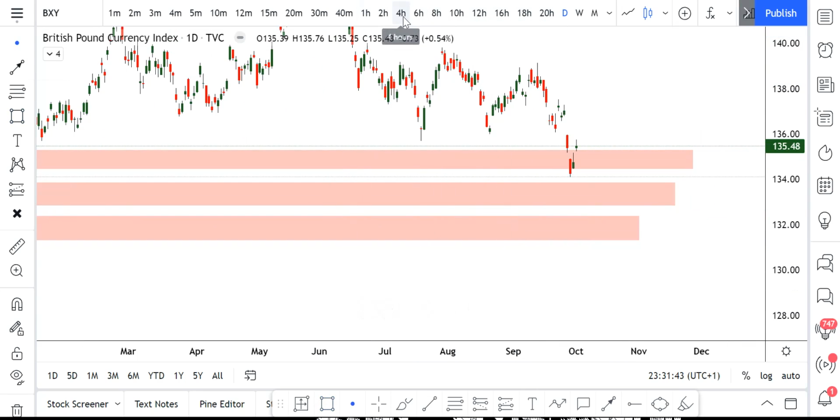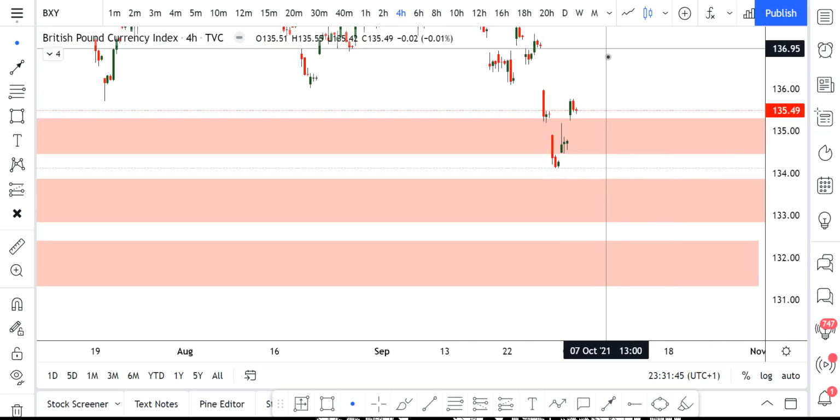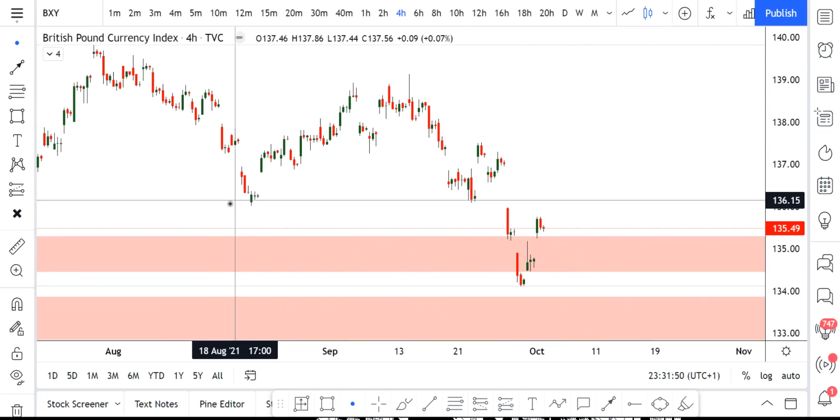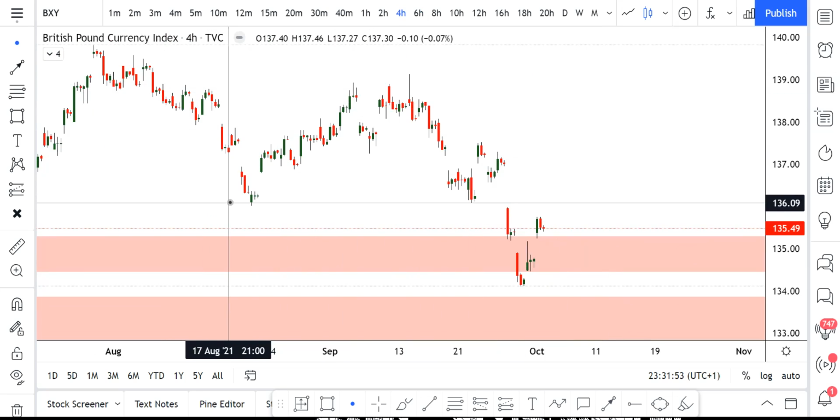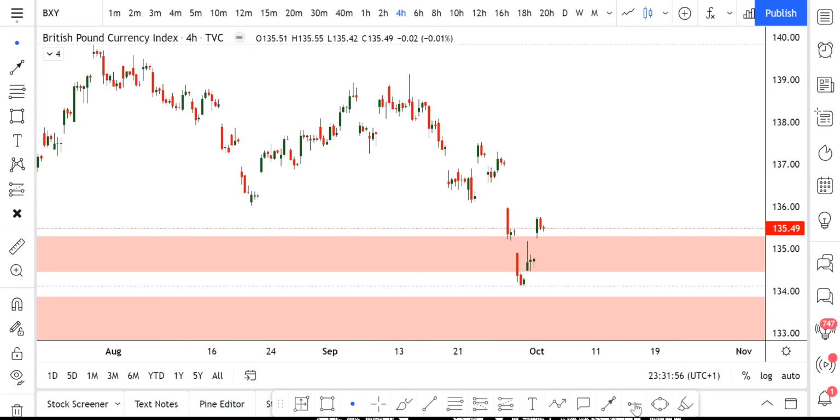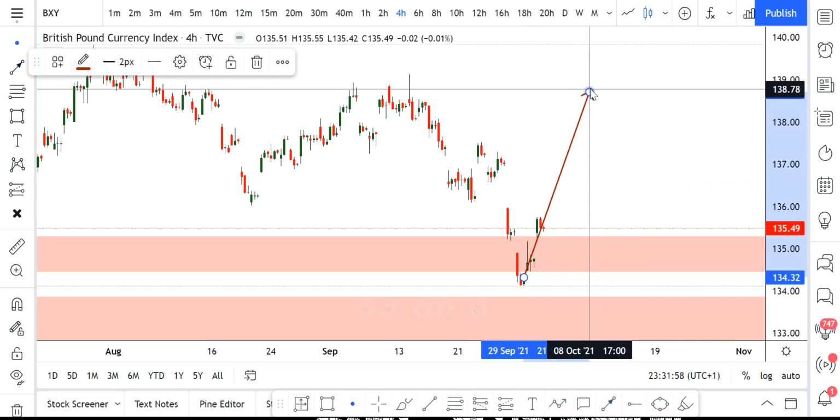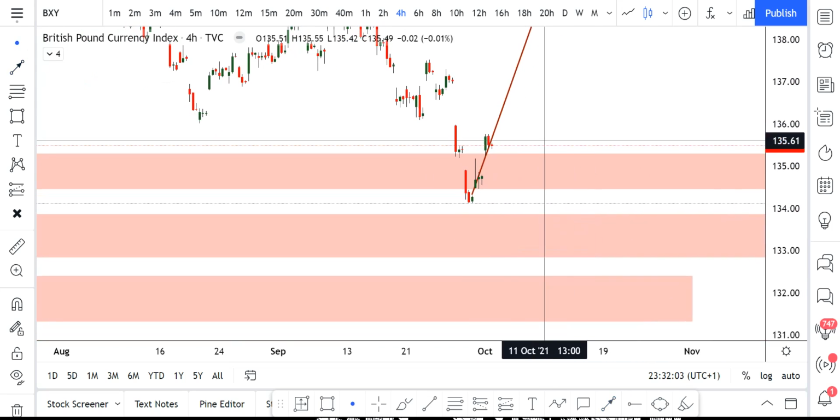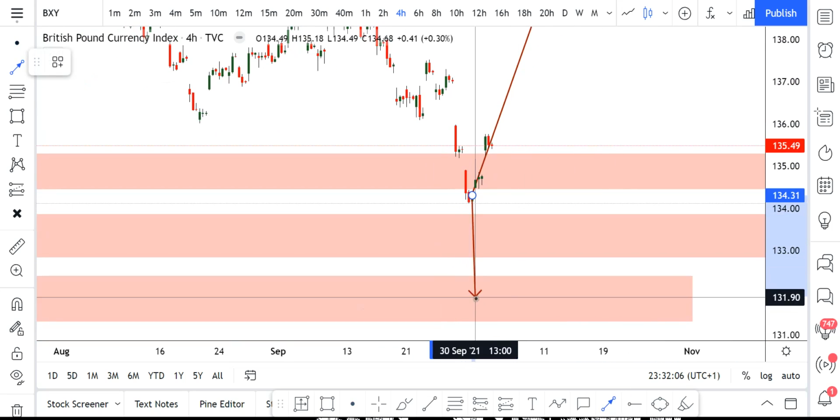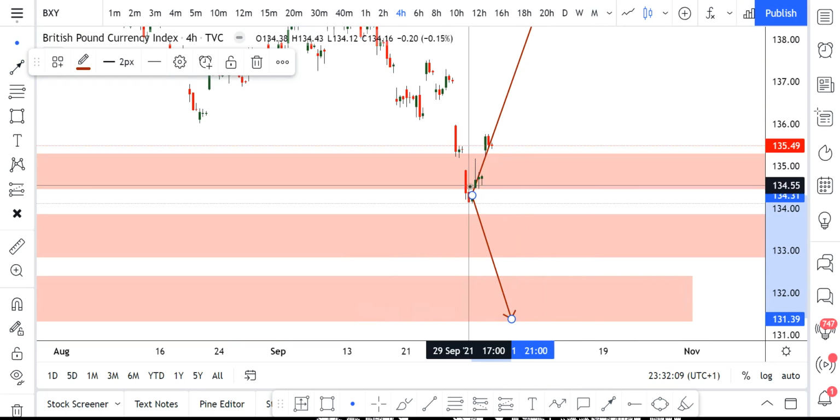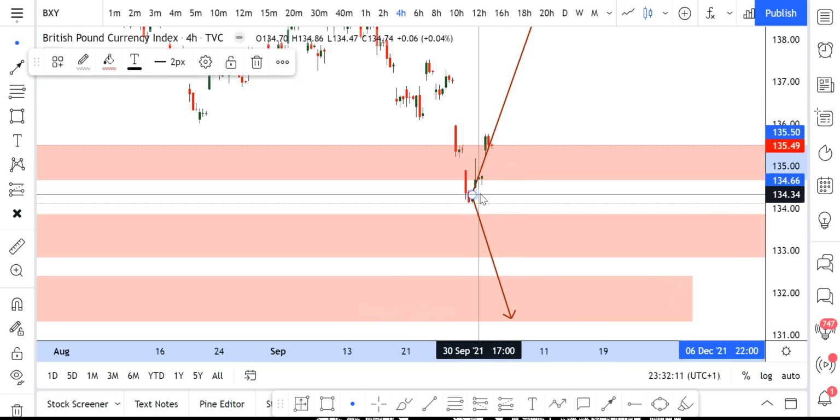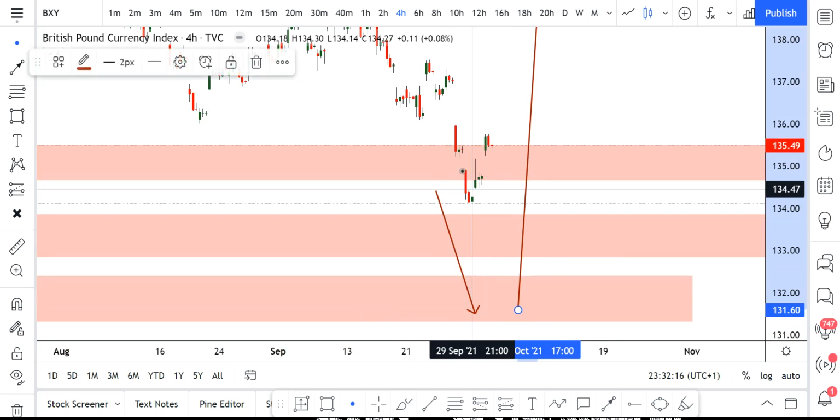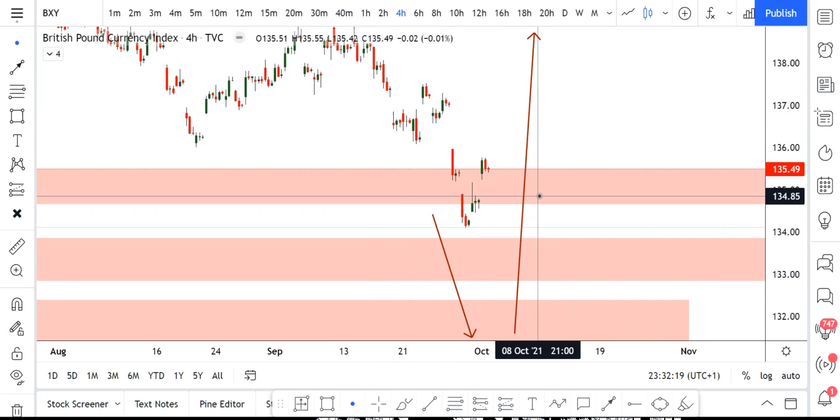Now, if we go to the 4-hour time frame, what can we see? On the 4-hour time frame, we can see that price came down, went up, came down, broke this previous low, so came down. So we might see price moving to the upside before breaking to the downside, or we can see price going to the downside, breaking all this, before moving to the upside. So from any of these zones, we may see a move to the upside.